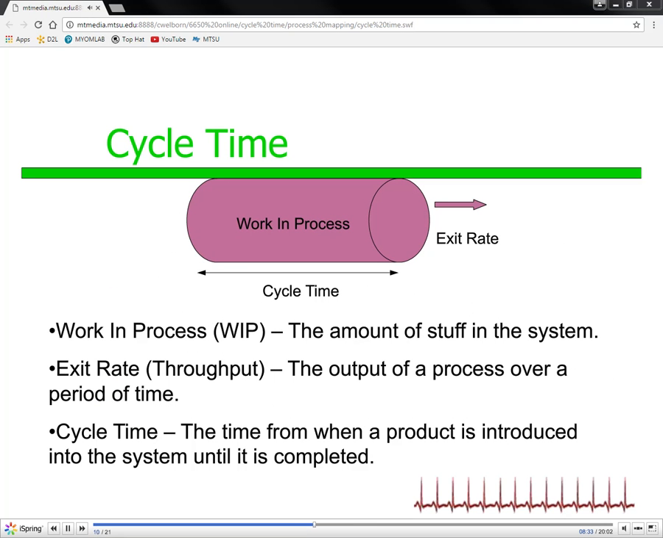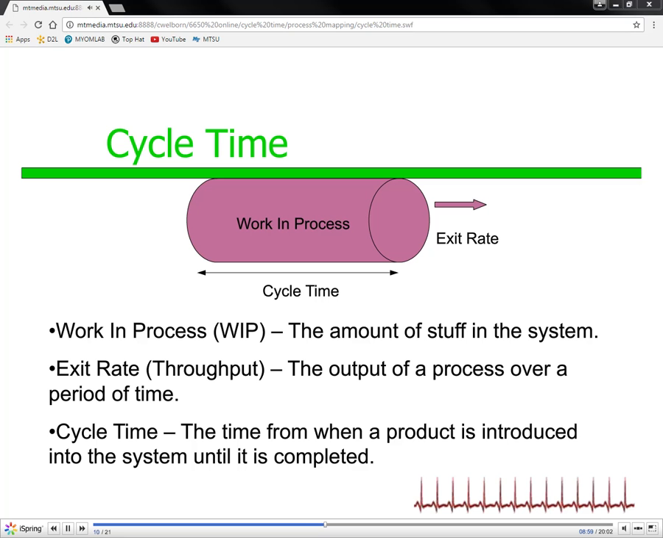We think about cycle time. We have some terminology and some factors or variables we need to think about. One is the work in process, and those of you who are in a manufacturing environment are probably very familiar with using the term work in process. Another thing is the exit rate. And the exit rate is the speed that we're finishing products or finishing jobs, that output rate.